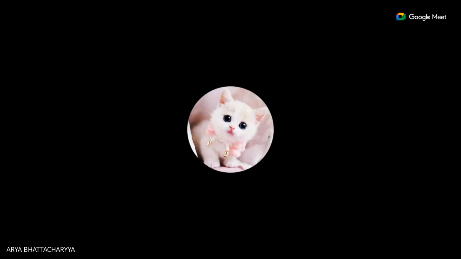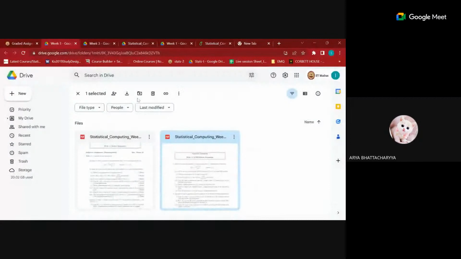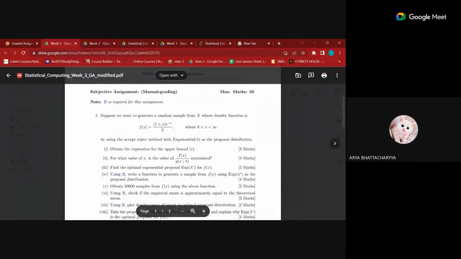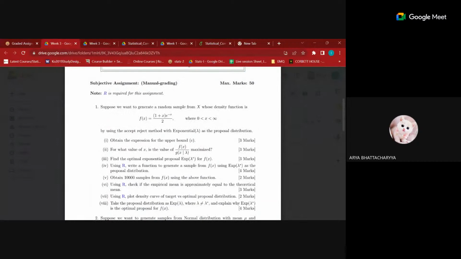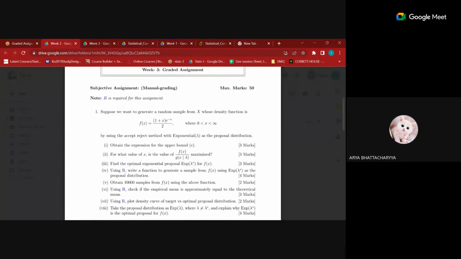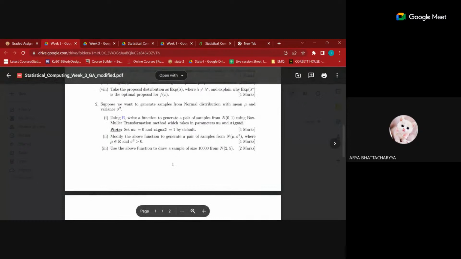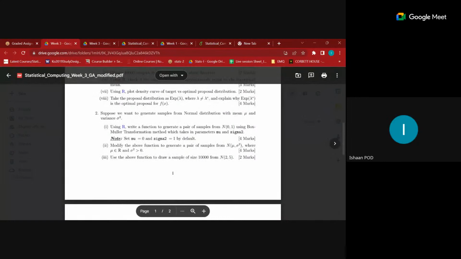So, sir, graded assignment. Can you just open that PDF? In some places we have to generate an exponential distribution. Is it okay if we use rexp and dexp and all those functions, or do we have to use inverse transform everywhere? For the first question, you can use rexp. And for the second one, we have to use the inverse transform, right? Because that is what ma'am has written here. For the second one, I think this is the Box-Muller transformation. So we have to use our inverse transform, right? Yeah.